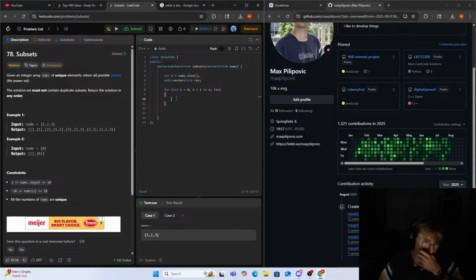I see. But anyway. Okay, so that's our outer loop, right? So then our inner loop here would be, this is our mask though, right? Yeah, this is our mask. The outer loop, yeah. Then we can have what?